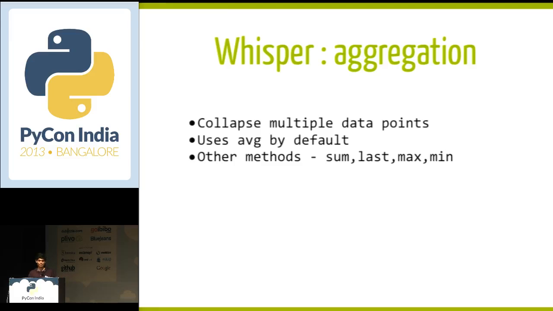Whisper aggregation. So when you want to do something like collapse multiple data points, that's when you use Whisper aggregation. So let's say you have a whole day's data of recharges, and you want to figure out the total number of recharges that happened today. That's when you'll use the method sum. So you'll sum the recharges together, and then you'll figure out the total recharge amount that happened that day.